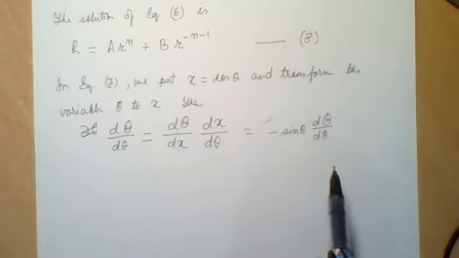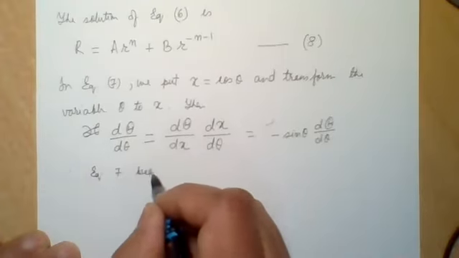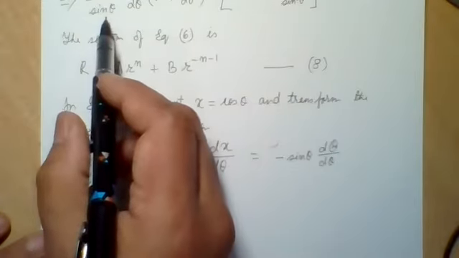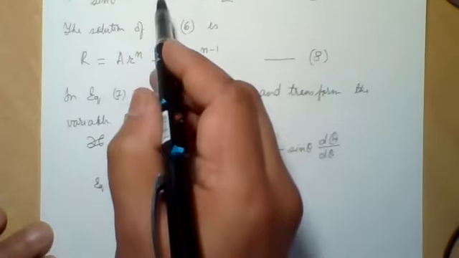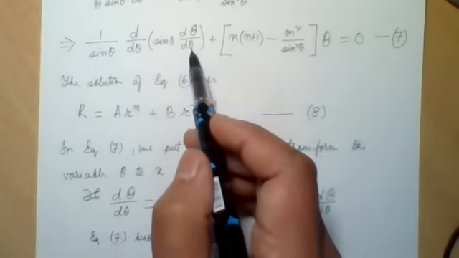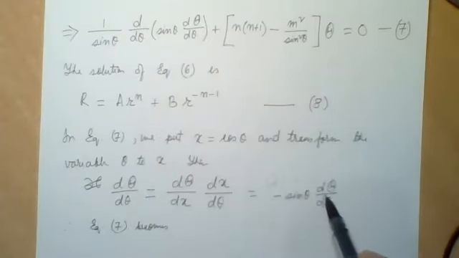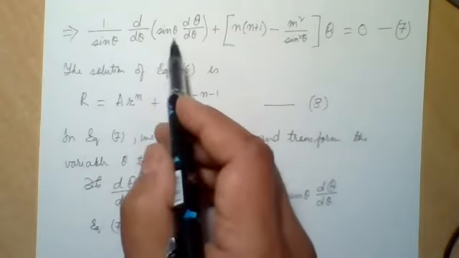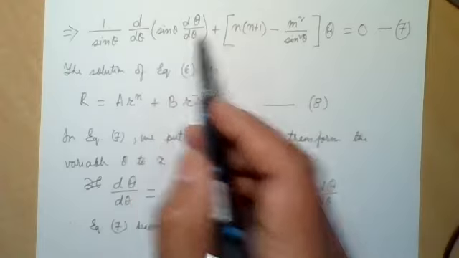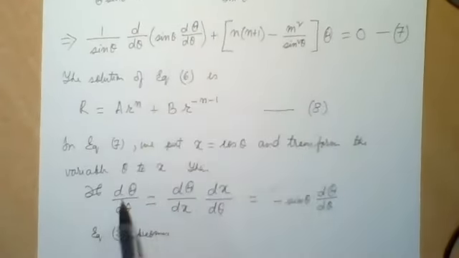Therefore equation number 7 becomes 1 by sin theta, and then sin theta d capital theta by d small theta. This is minus sin theta d capital theta by dx, so this term can be replaced by minus d capital theta by dx.